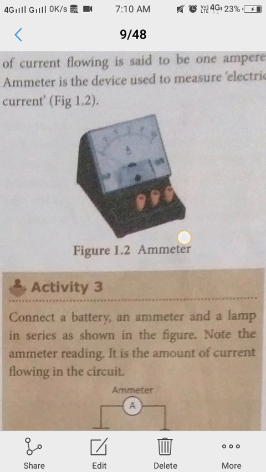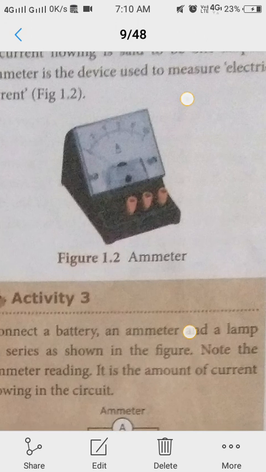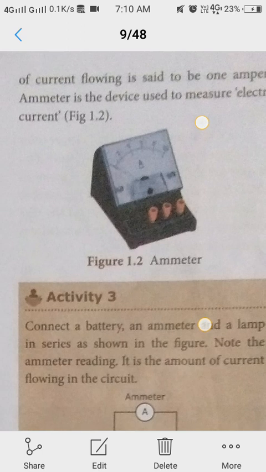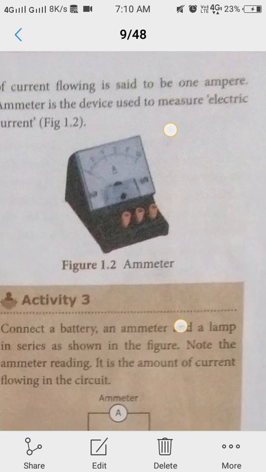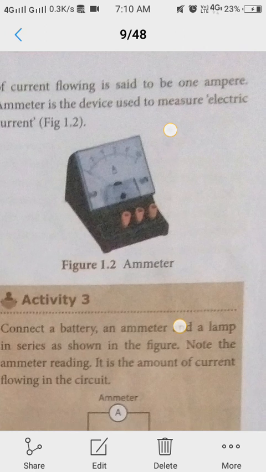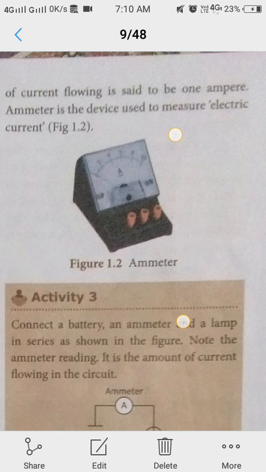Then here one picture is given, that is ammeter. What's the use of this ammeter? It is used to measure the electric current flowing through the conductor. So ammeter is a device which is used to measure electric current flowing through a conductor.